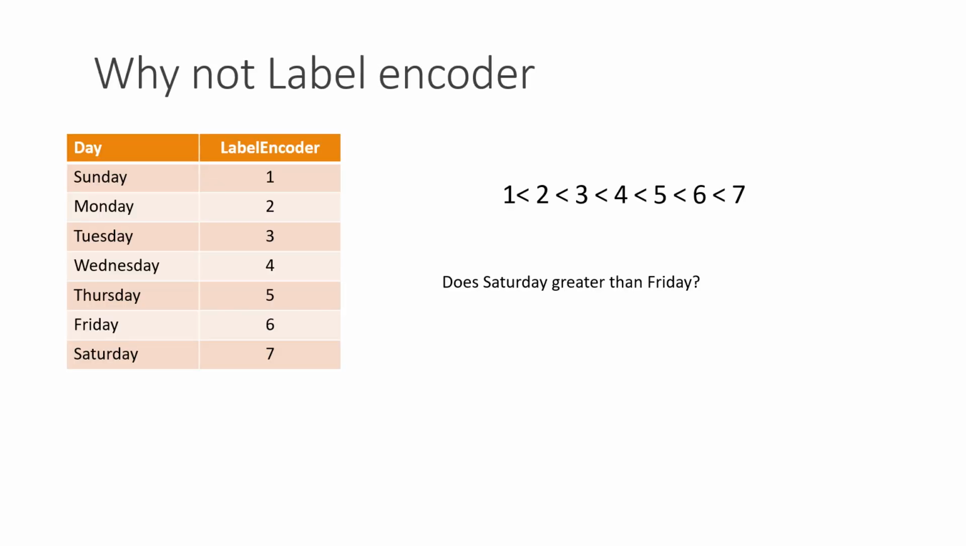However, it's important to note that label encoding can create unintended relationships between categories. For example, in a day column, a machine learning algorithm may interpret a label of 1 as an indicator of a higher value than a label of 0. Or, for example, a label of 7 indicating a higher value than a label of 3, which is not necessarily true.